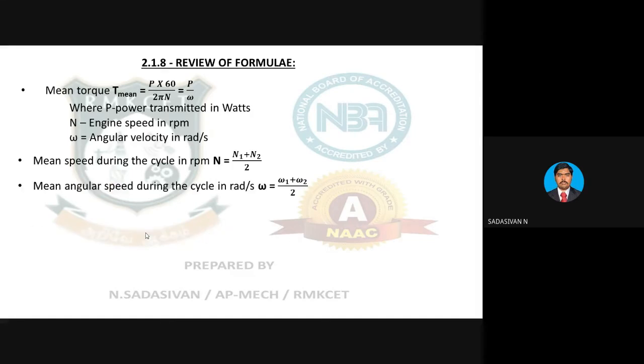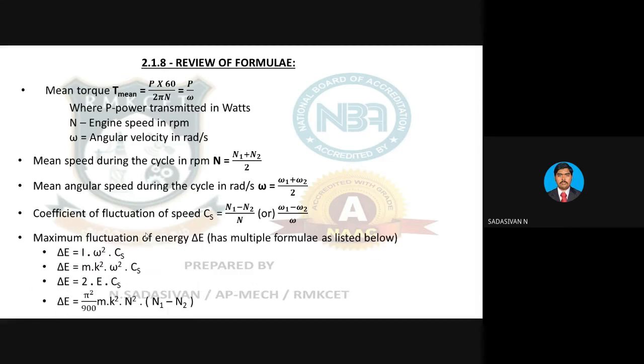Mean angular speed during the cycle in radians is omega 1 plus omega 2 by 2, the same formula in omega terms. The coefficient of fluctuation of speed, Cs, is N1 minus N2 by N, or omega 1 minus omega 2 by omega. Both cases are possible. Maximum fluctuation of energy has multiple formulas depending on which problem you are doing: I omega square Cs, or mk square omega square Cs, or 2E Cs, or pi square by 900 mk square N square into N1 minus N2. All these are exactly the same.